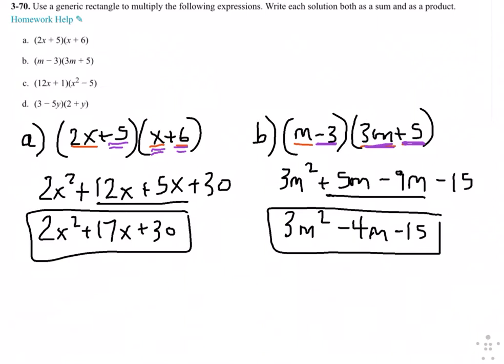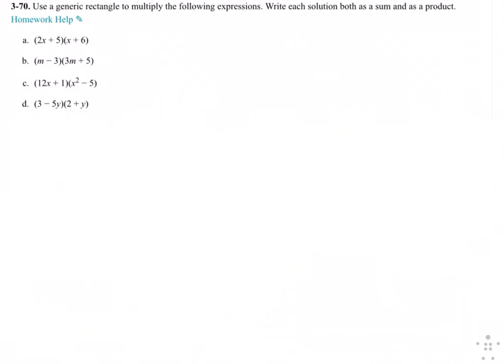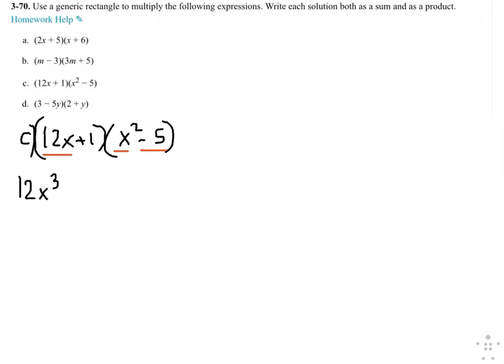Okay, for C, let's make some room. C, we have 12x plus 1 times x squared minus 5. So again, we're going to take 12x and multiply it by each of those two terms. So 12x times x squared is 12x to the third. 12x times negative 5 is minus 60x.